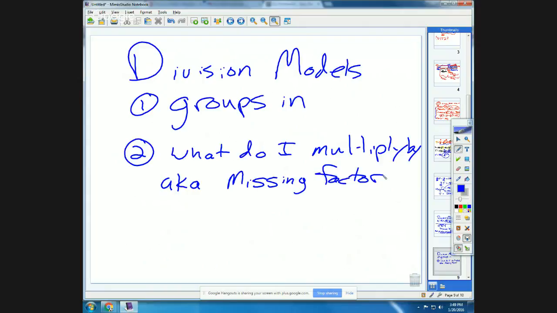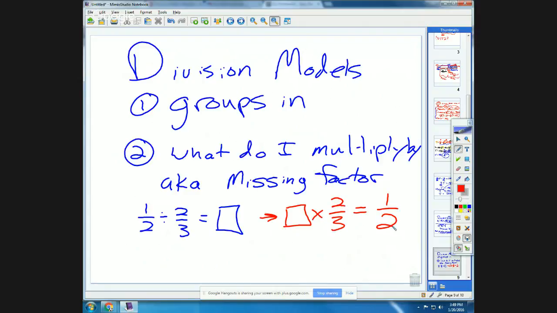So let's take 1/2 divided by 2/3 equals what? The way to use the missing factor model is to basically read that backwards. So we're going to rewrite it. What times 2/3 equals 1/2? And so we're going to try and figure out what to do here to make this happen.